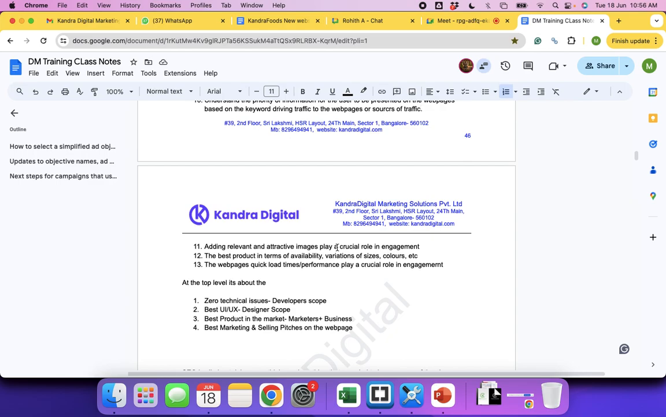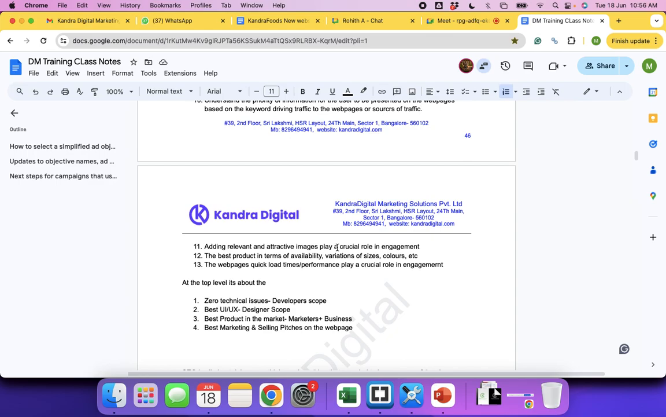Yes, sir. The web page's quick load times or performance play a very crucial role in engagement. So web pages have to load very quickly, super fast, and we're going to study what blocks the performance of the web pages and how we improve or enhance the performance of the web pages in the technical SEO part.